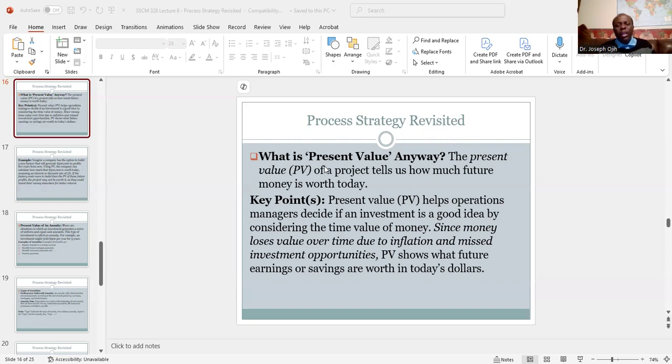So present value helps operation managers to decide if an investment project is a good idea. Why? Because it helps them to consider the time value of money, given that money loses value over time due to inflation and missed investment opportunities. Present value shows what the future earnings or savings of that project are worth today.